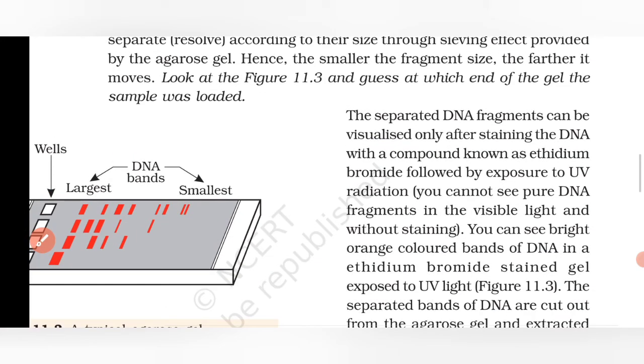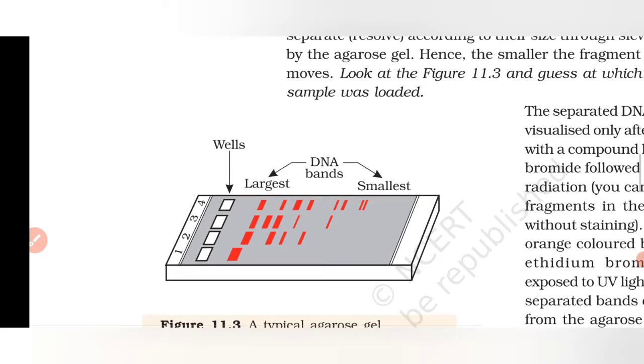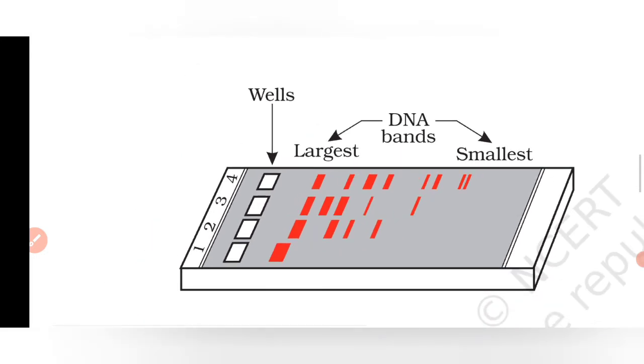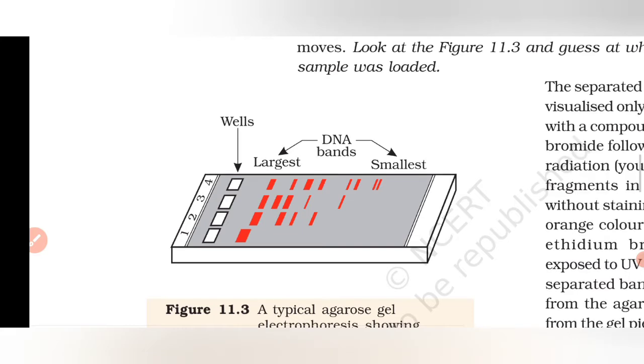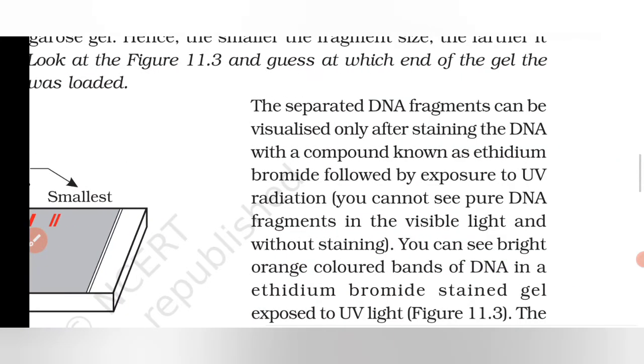See in this diagram they have shown the DNA gel electrophoresis method. The larger fragments are behind and the smaller ones are further. So smaller the fragments, farther it moves. And the medium is the grayish material which they have shown, the agarose gel. In the diagram they have shown it as a grayish color, but in reality I don't know what the color is. It may be a red color.